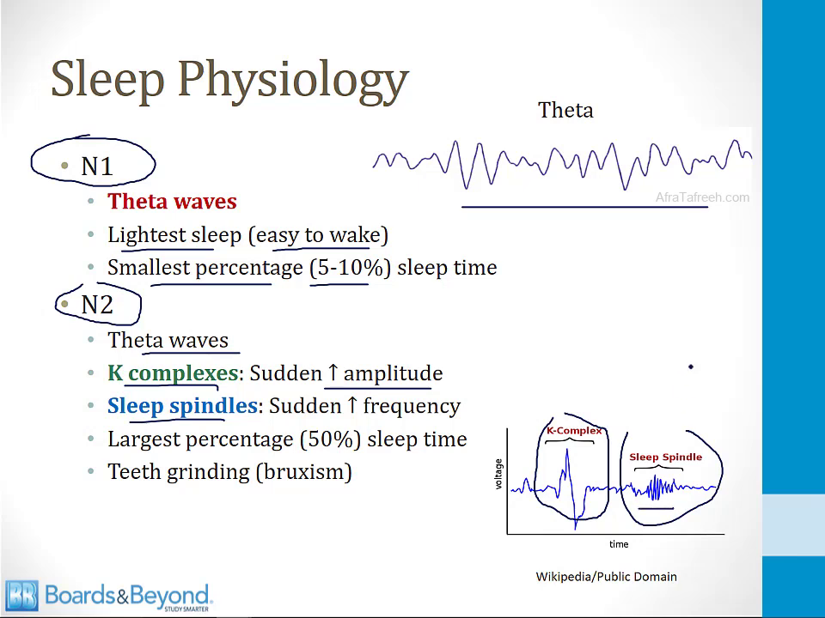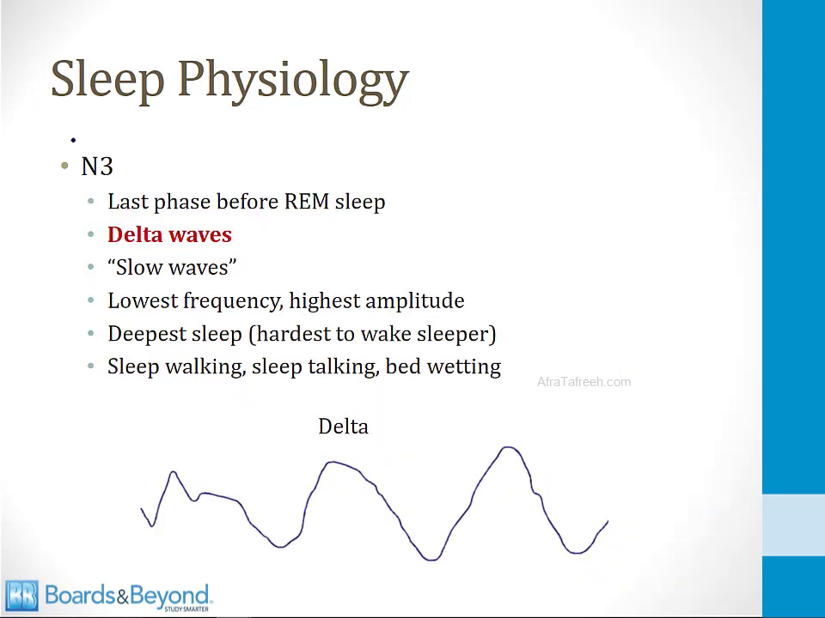So what happens at N2 is you start to see these K complexes and sleep spindles, and that's how you know that you've entered N2. N2 is the largest percentage of total sleep time. About half of our sleep time is spent in N2. And this is the stage where people who grind their teeth when they sleep will do so. That's called bruxism.